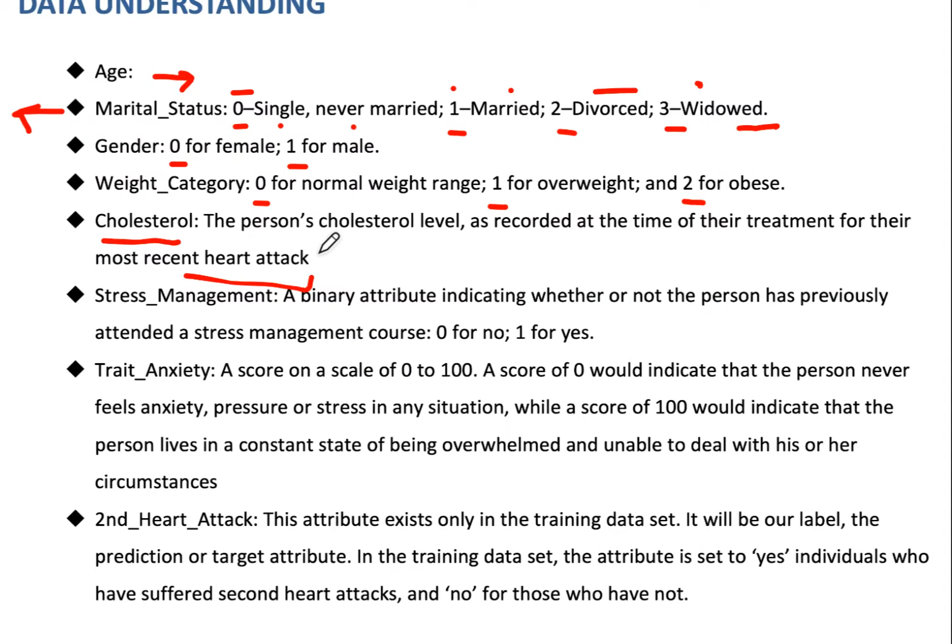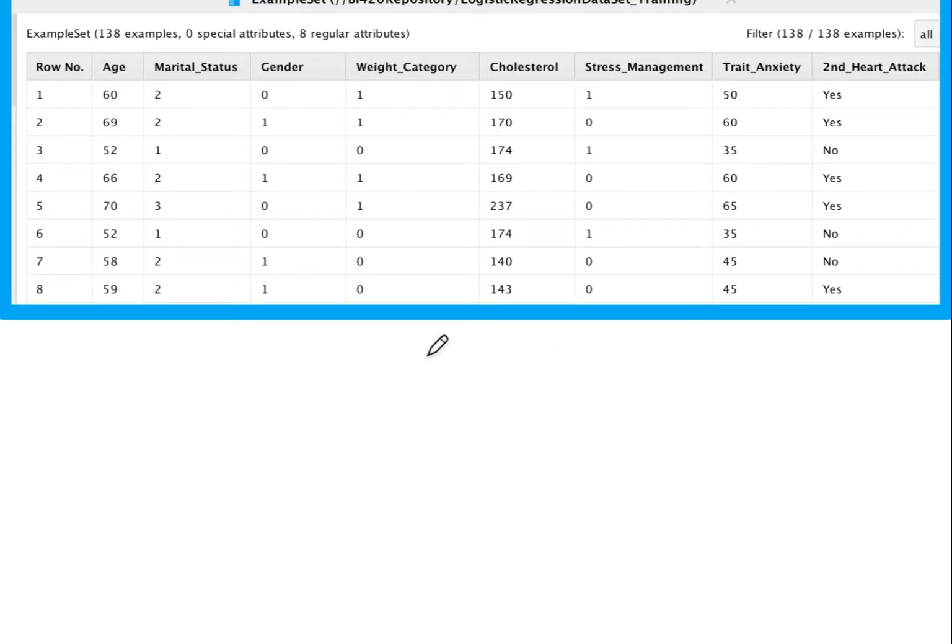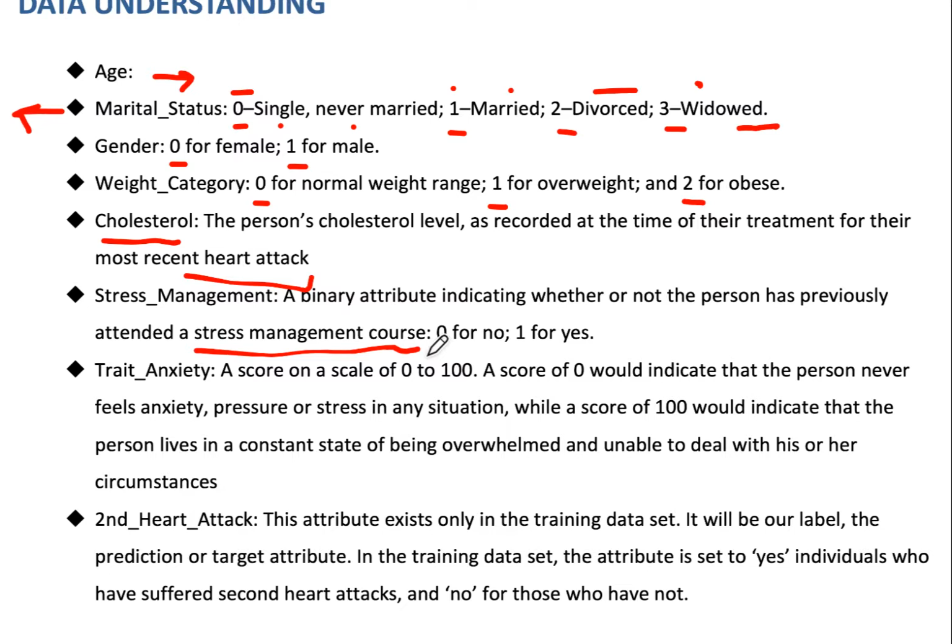Next, we have the stress management, which is also a binary attribute. So, if that person attended a course, this organization is providing some stress management course. So, zero if it's no, he didn't take a course. One, yes, he took a course or she took a course. The trait of anxiety is a number between 0 and 100. That was archived the last time that patient visited his or her doctor, the number of test anxiety being given at that specific time.